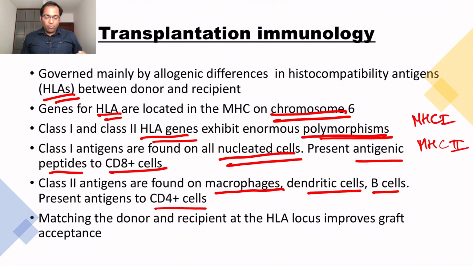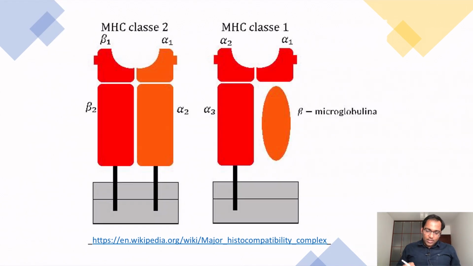Now we basically have to match the donor and the recipient HLA loci, and the more you match, the better the result will be, right? So let's say I have a twin brother, then the chance of rejection is really low, right? I hope you understood the HLA genes and the MHC business here. So we need to match the MHC between the donor and the recipient. This is the structure of MHC class 2 and MHC class 1, in case you don't know.